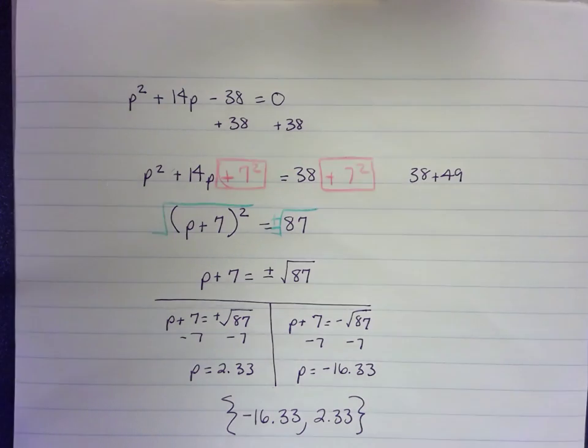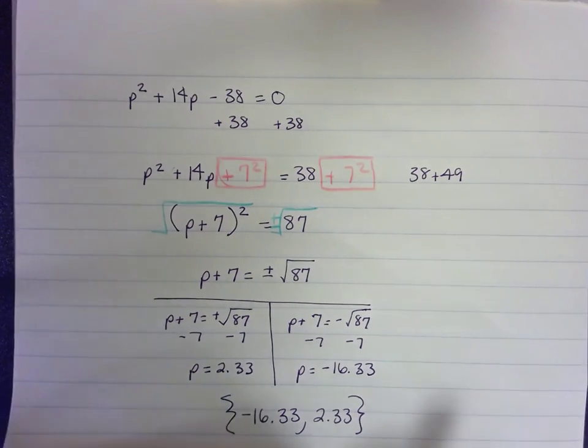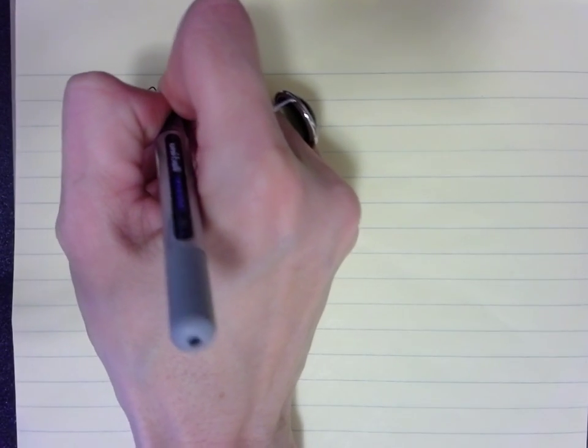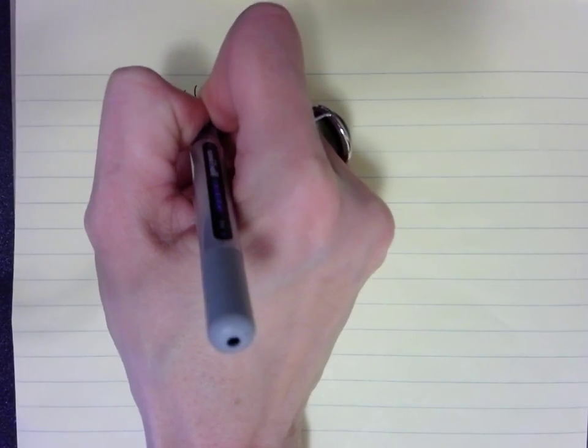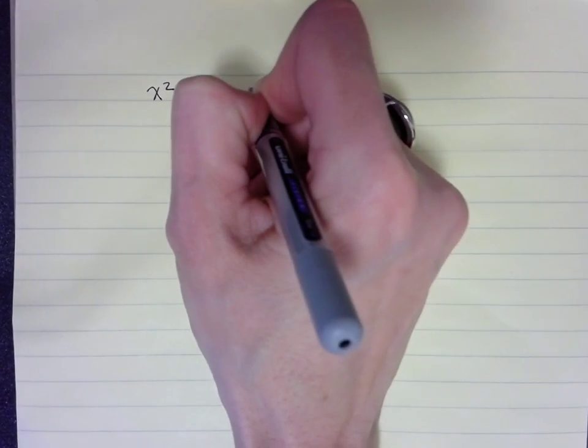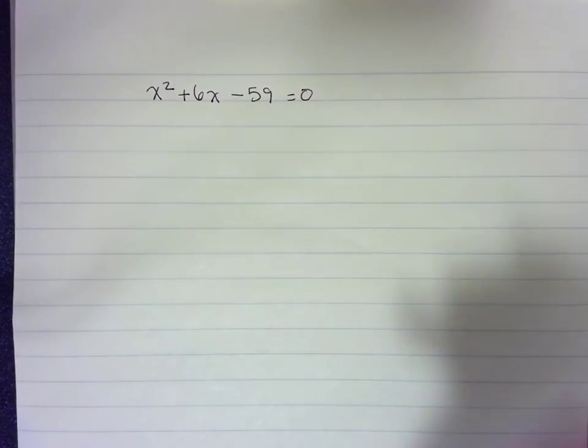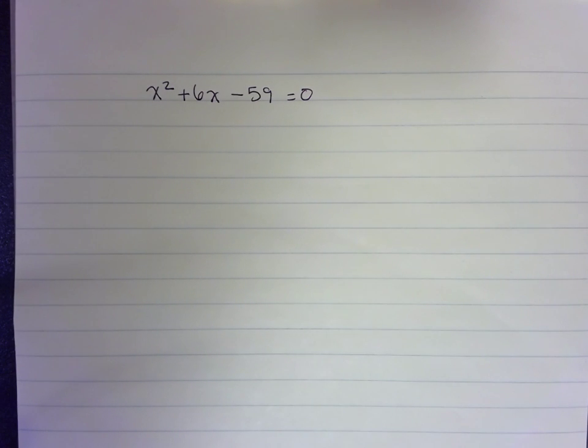Now it's time for you to try. Try this one. X squared plus 6x minus 59 equals 0. So I'm going to pause this, I'm going to do all the work, and then I'm going to put it out.